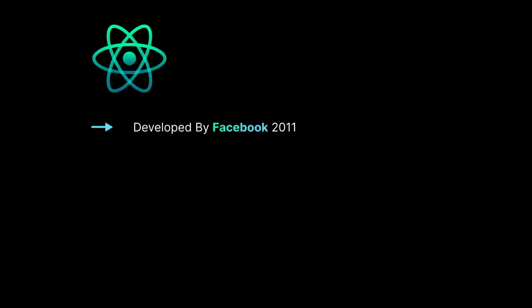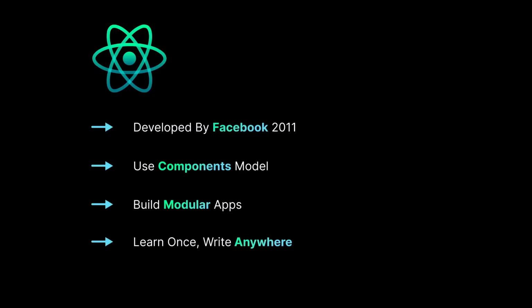React.js was created in 2011. It uses something called the component model, which we will discuss more in detail in this course, but not right now. It allows us to build modular apps, and finally, there is a saying about React.js: learn it once and write it anywhere. So now let me break all of them one by one.